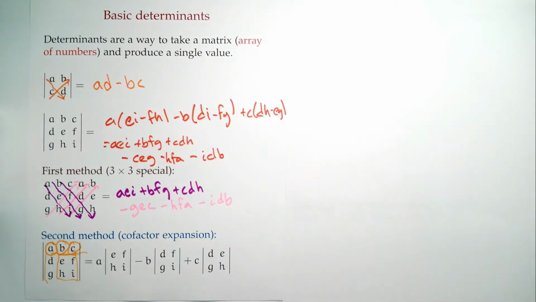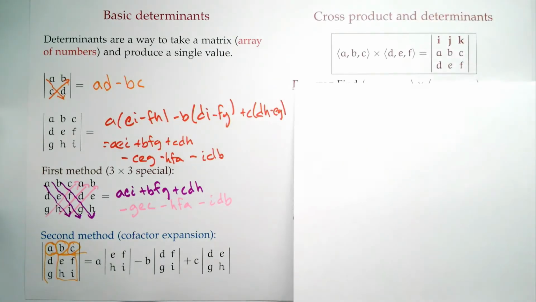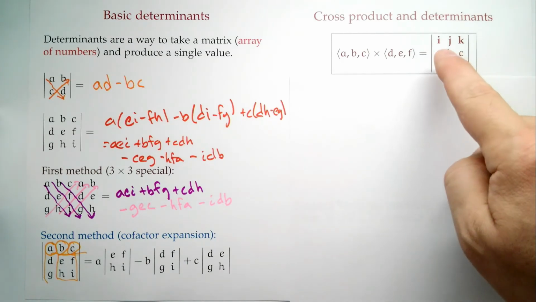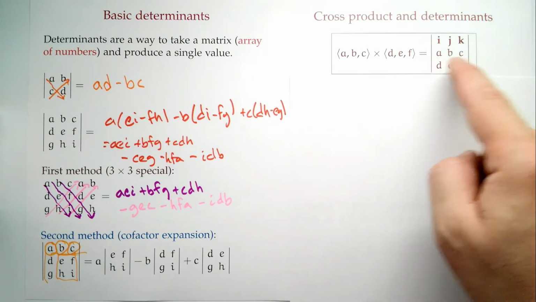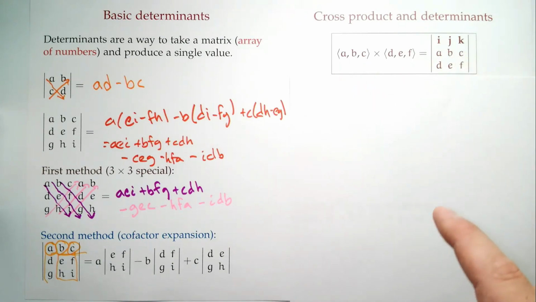Now, why are we talking about these determinants? Because they're very, very useful. So, here's the fun fact. If I want to find the cross product of two vectors A, B, C, and D, E, F, I can do it by determinant. So I'm going to take the determinant of a 3 by 3 matrix, and in the first row are the directions I, J, and K. The second row is the first vector, A, B, C. And the last row is the second vector, D, E, F.